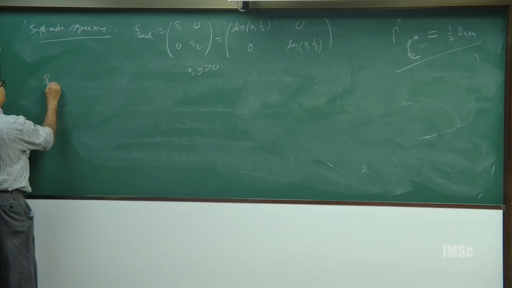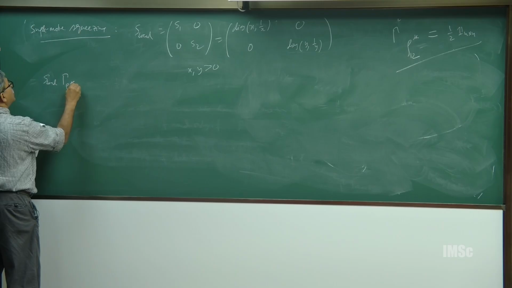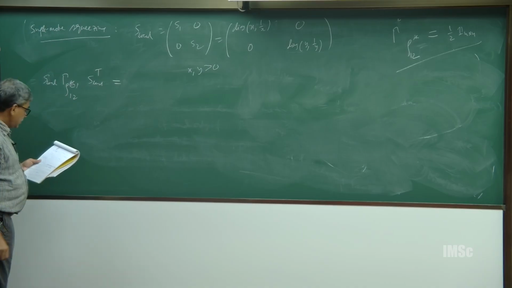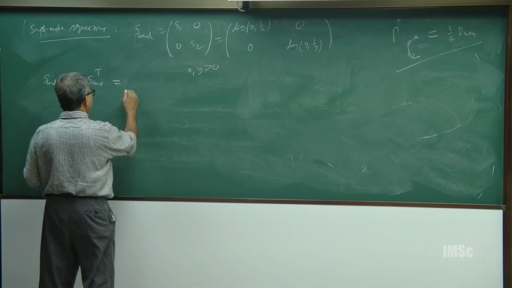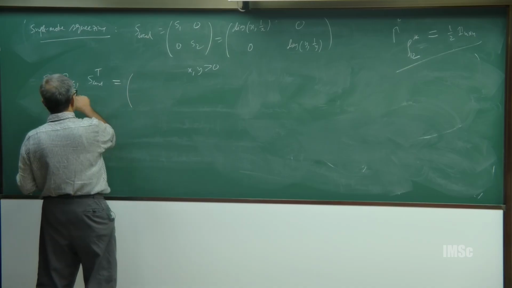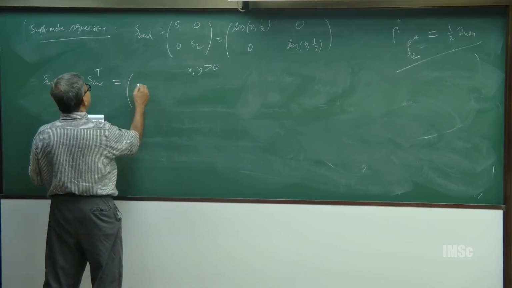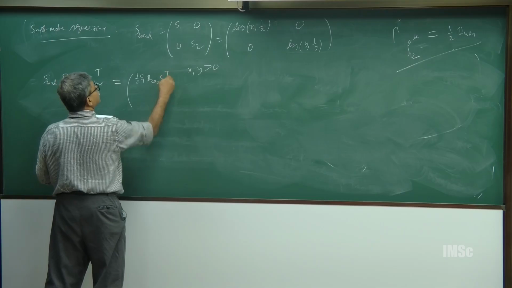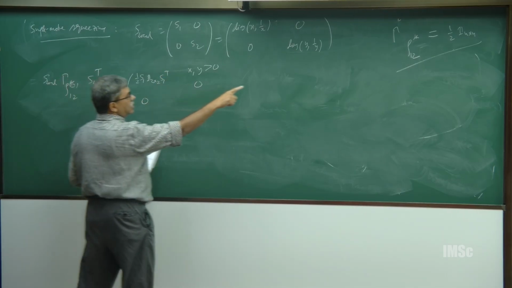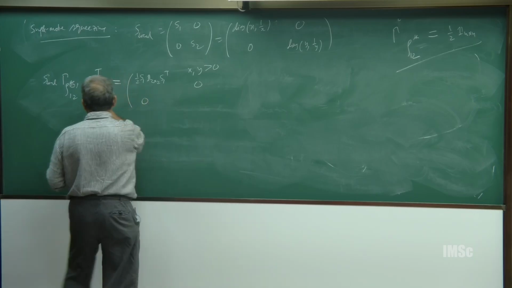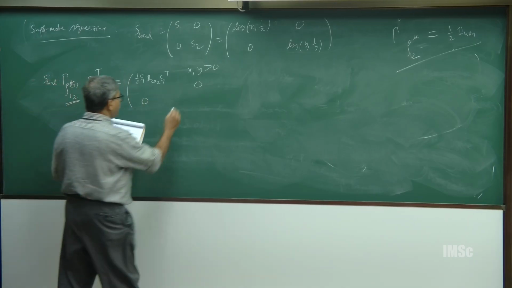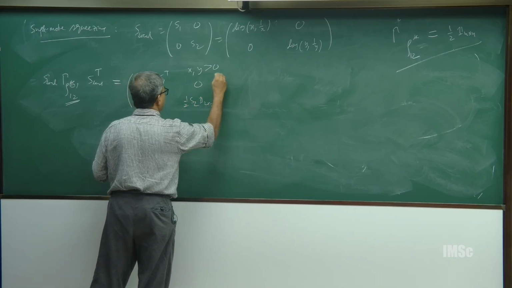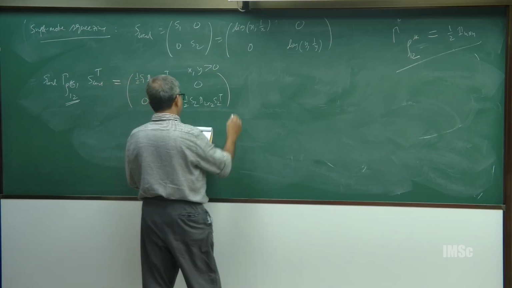S local gamma rho thermal 1 2 S local transpose, that is my changed state, right. So, this is your half identity. So, basically this will be half S 1 identity 2 cross 2 S 1 transpose 0 0, because this is actually diagonal. Okay. And this is half S 2 identity 2 cross 2 S 2 transpose. Okay.